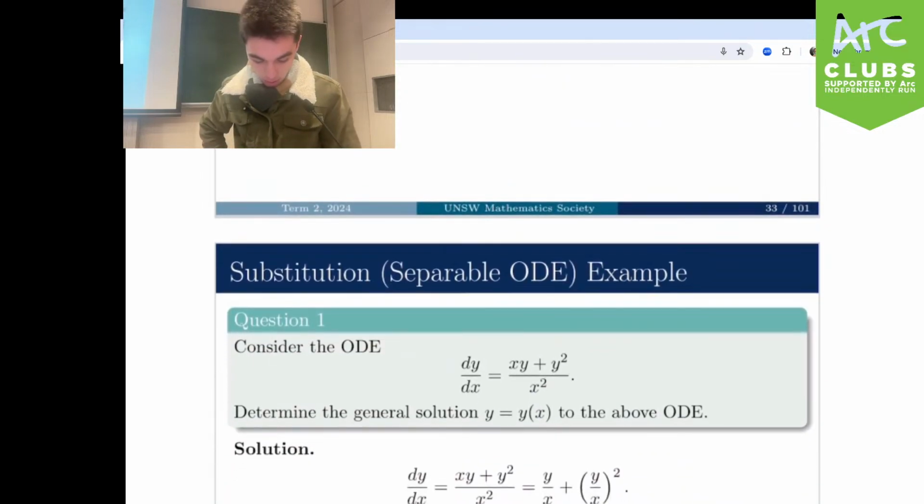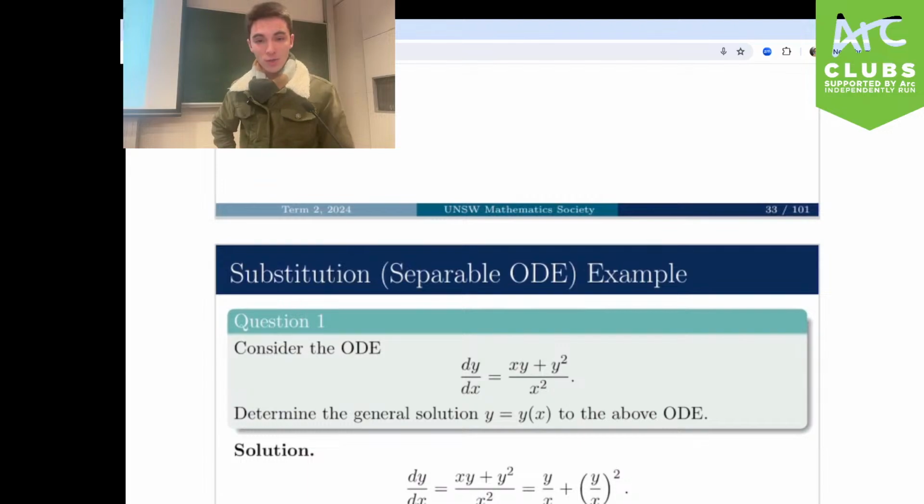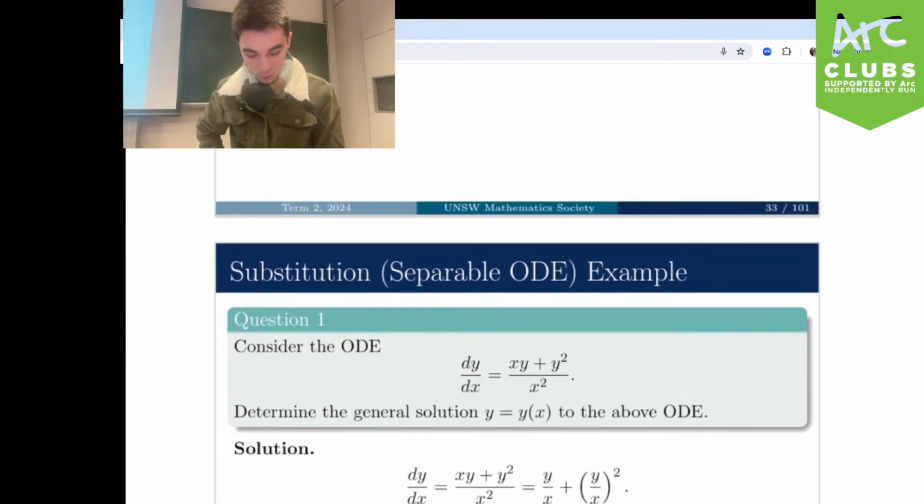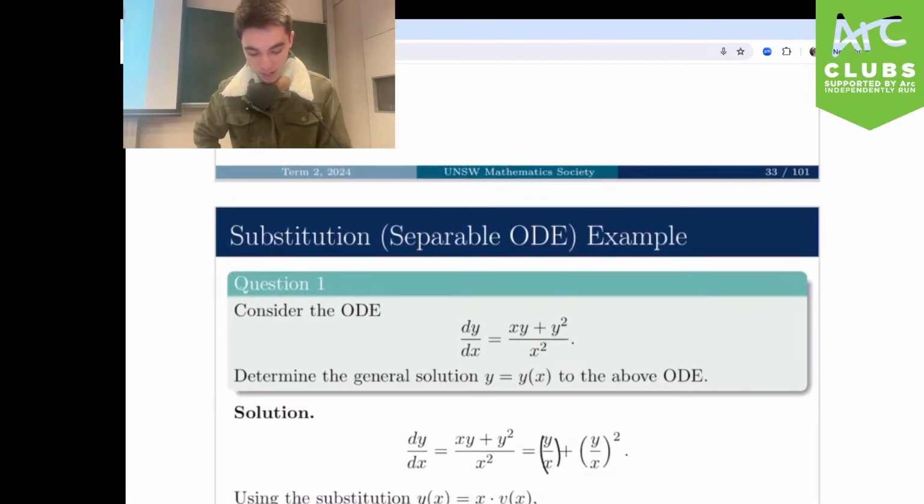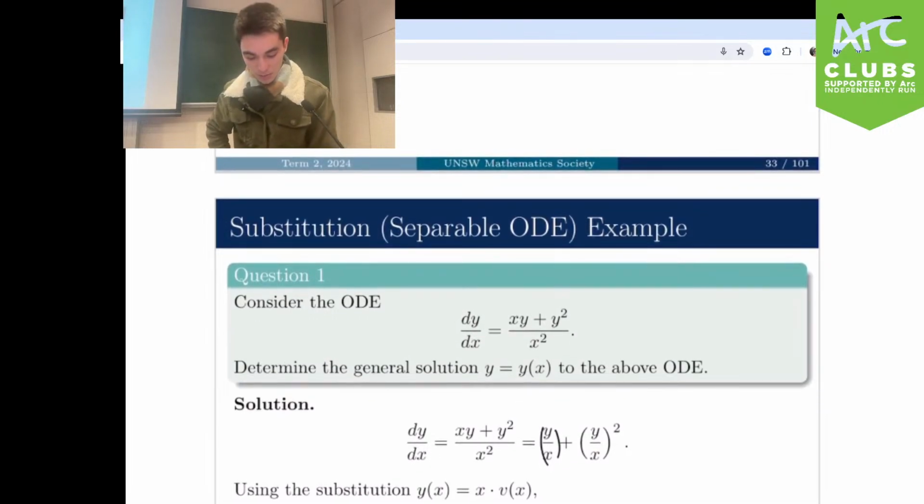So you might actually notice that you can group it together, right? If you just divide through by x squared, as we see in the denominator of that fraction, it separates into a y on x and a y on x squared. That means that we can actually perform this substitution, y is equal to x times v of x.